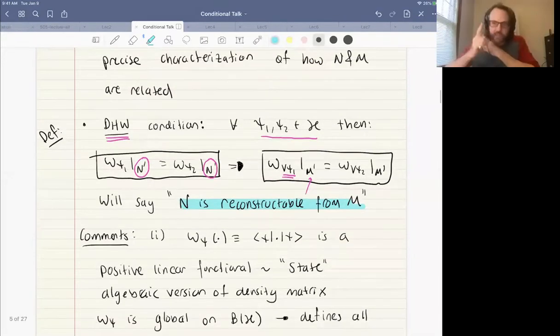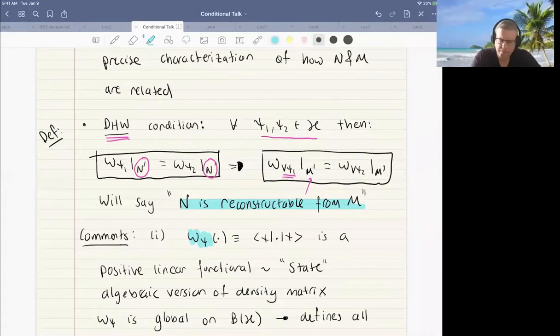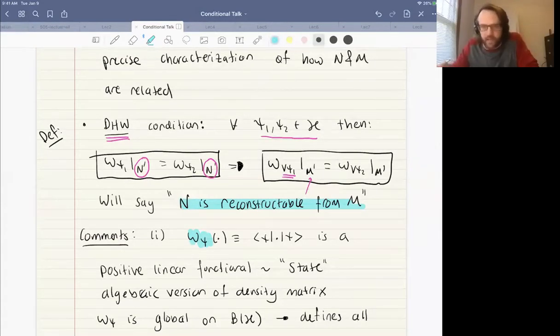Okay, so firstly, let me define what I mean here. So omega psi is the way that I'm going to refer to a state induced by a vector. So states are often, in the operator algebra language, thought of as positive linear functionals on the operators. If you like, they give the expectation values of all possible operators.